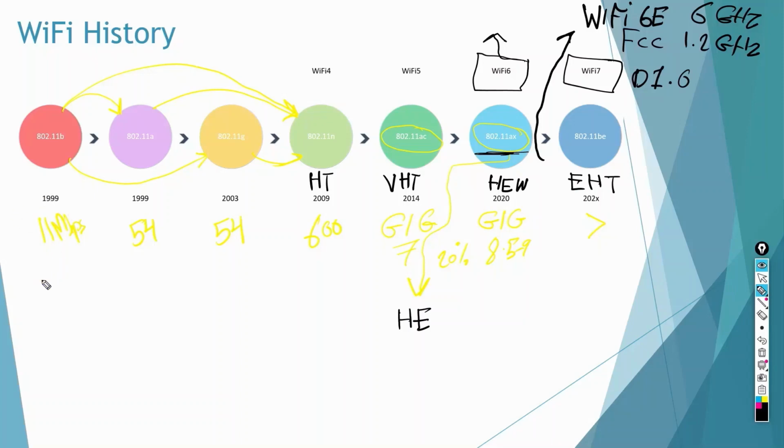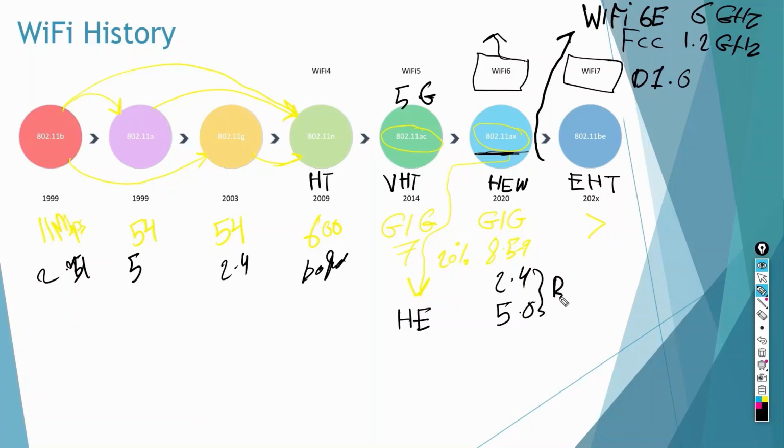So this used to be running in 2.4, this is on 5 gigahertz, this is in 2.4, this is on both, and this one only on 5 gigahertz, this one will work on 2.4, 5 gigahertz, which is both. Plus, we will also run it on a new chunk of spectrum, which is the 6 gigahertz band. Same case will also apply for the 802.11b.